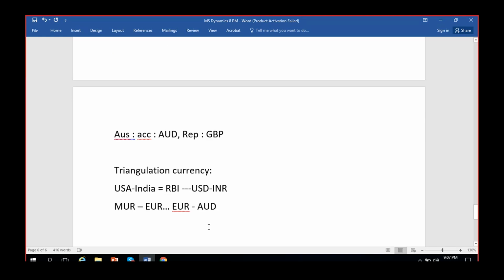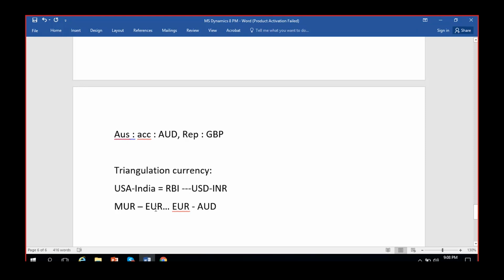I'll show you how we can configure triangulation currency and how it works in business. But remember this point: when there is no active exchange rate between two currencies and you have to record any transactions, we will use a third currency as a base currency to define an exchange rate between the previous two currencies. Here in this example, we are using euro as the base currency to define the exchange rate between MUR, the Mauritius currency, and Australian dollar.